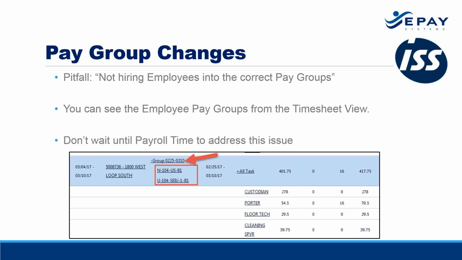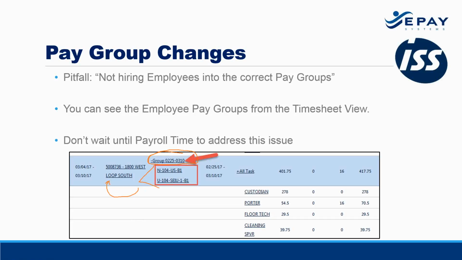Now, you can see the pay groups that are assigned to the employee from the timesheet view. That's the easiest way. You can obviously go to the employee's profile, but if you're reviewing your time cards, your timesheets, you will typically see an item called group in the middle of the timesheet. And that grouping is just a grouping of similar pay groups that belong to that particular job.